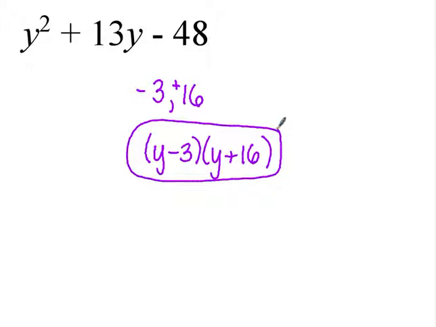So when you decide whether it's negative or positive when you write the factors, is it just the opposite of what it is? No, it's exactly what you have here. So there's your minus 3, there's your plus 16. You look at the sign in the problem. This is positive 13, and negative 3 plus 16 is positive 13. It's the exact same. They all match.